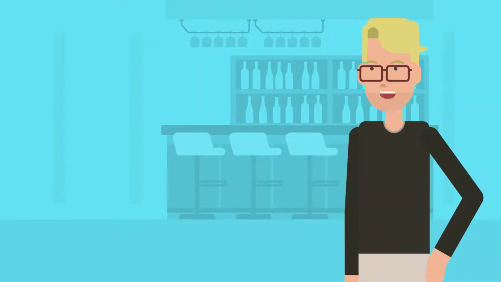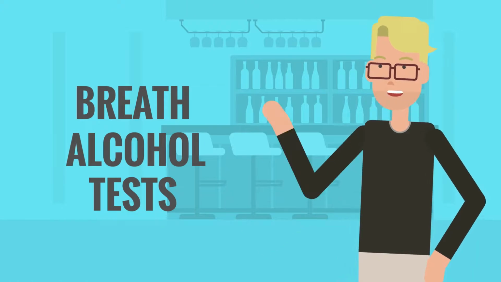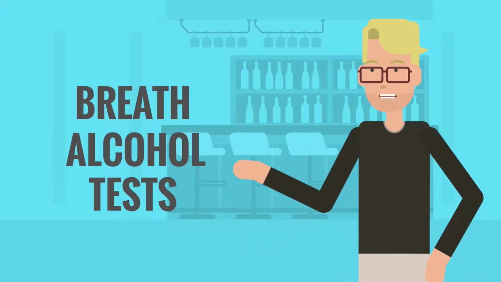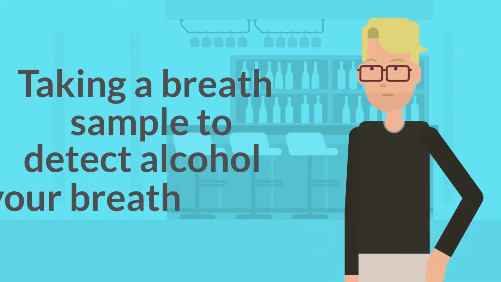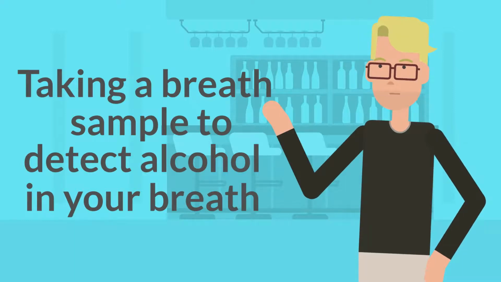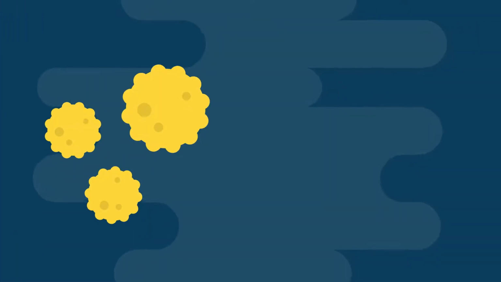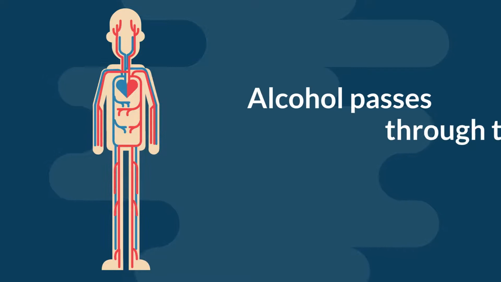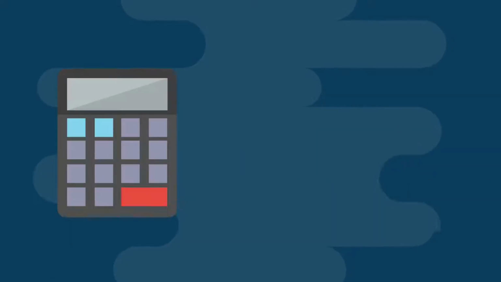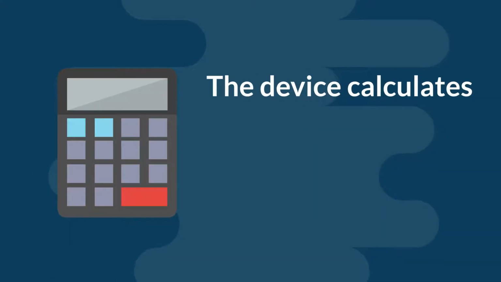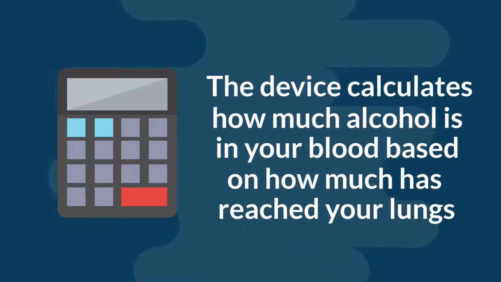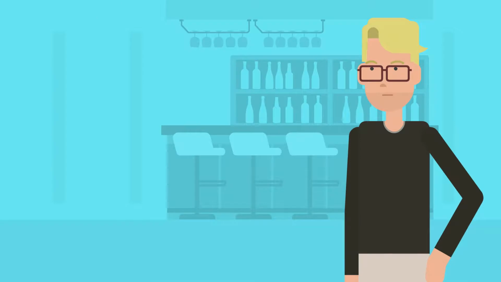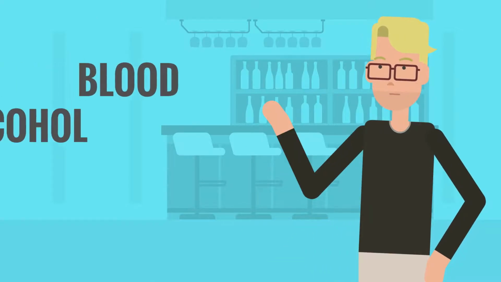Now let's talk about breath alcohol tests, those devices you breathe into to see if your blood alcohol level is above the legal limit. Those tests determine the level of alcohol in your blood by taking a breath sample to detect alcohol in your breath. And how do they do that? Well, alcohol molecules end up in your breath after they pass through your bloodstream and into your lungs. Using a set formula, the breath test device calculates how much alcohol is in your blood based on how much it's reached your lungs. So even though it's a breath test, it is designed to measure your blood alcohol concentration, or BAC.